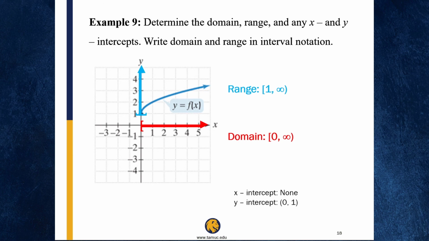For the x and y intercepts, in this case, it never touches the x-axis, never crosses it, so there's no x-intercepts. For the y-intercept, it does touch and cross the y-axis at 0, comma, 1.